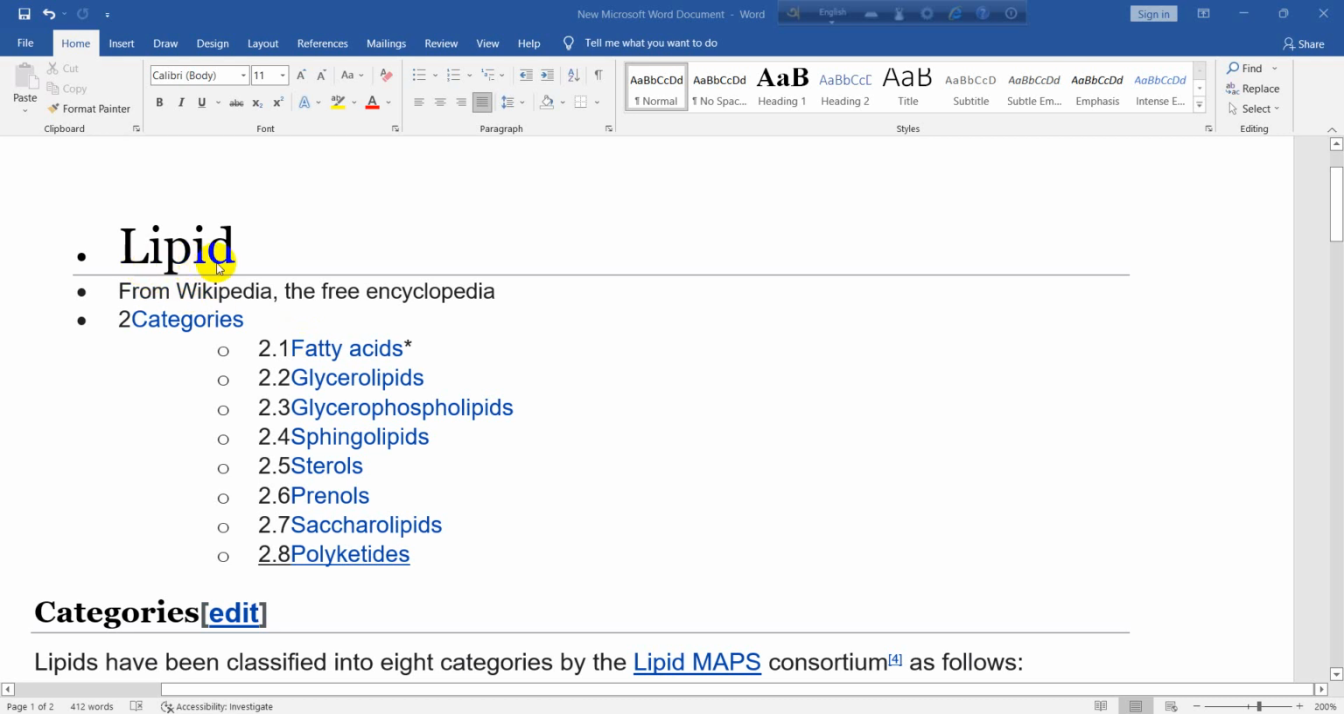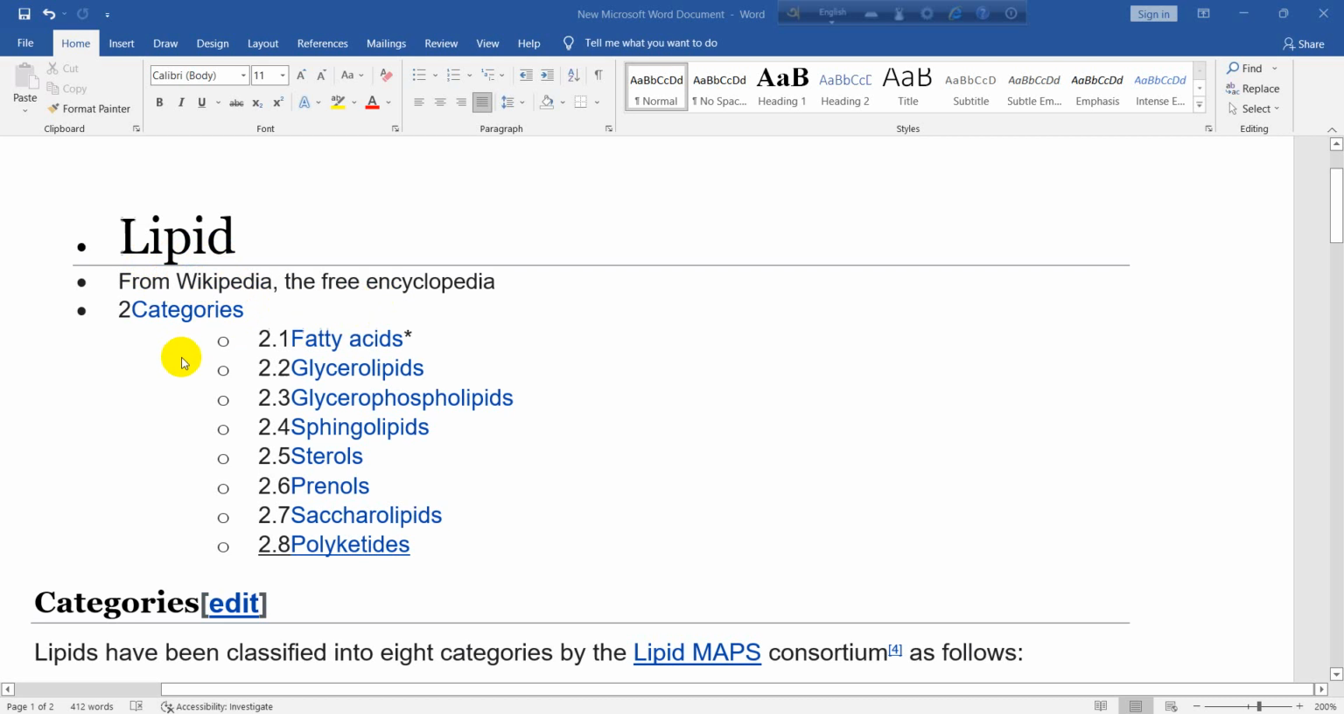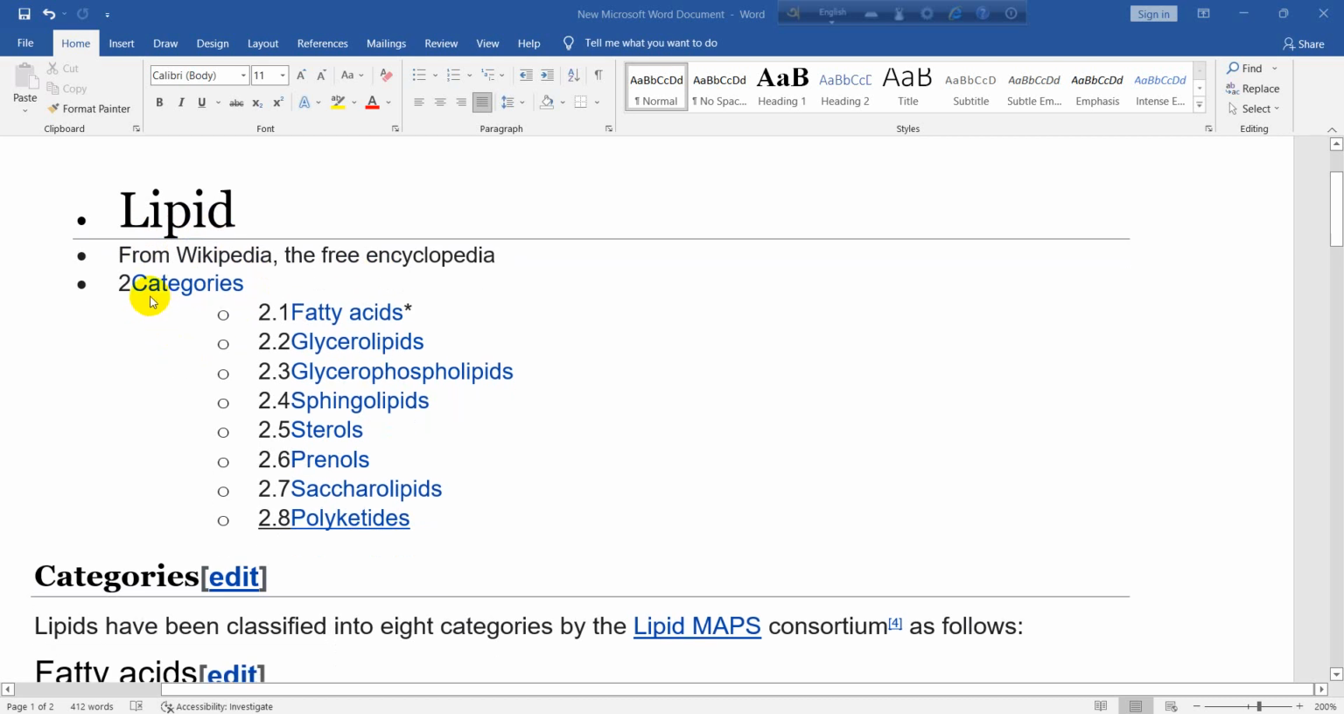Today we are going to talk about lipid from Wikipedia, the free encyclopedia. In this lesson, we are going to talk about the categories of lipid.